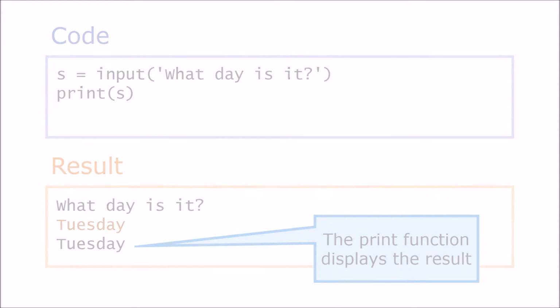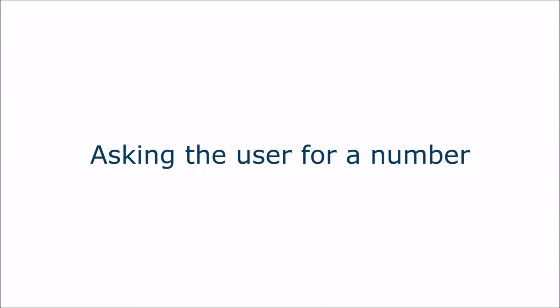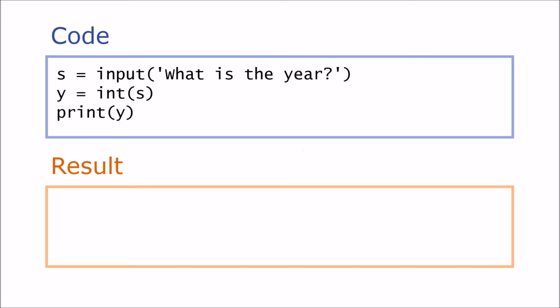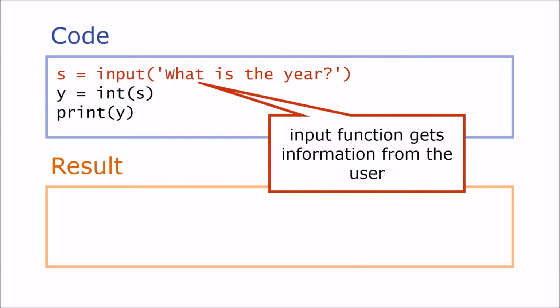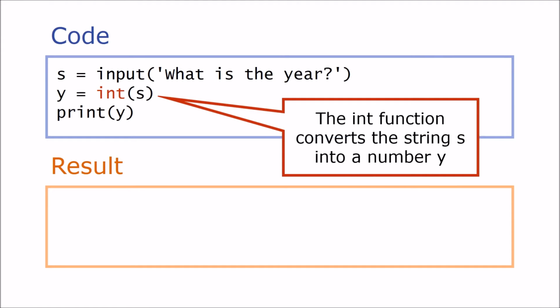Sometimes we need to ask for a number rather than a text string. In this case we want to know the year, which of course is a number. We use the input function to get the information from the user. The int function converts the string s into a number y. Int is short for integer, and it only works for whole numbers. Let's run the code.